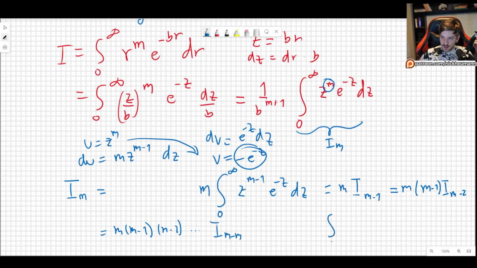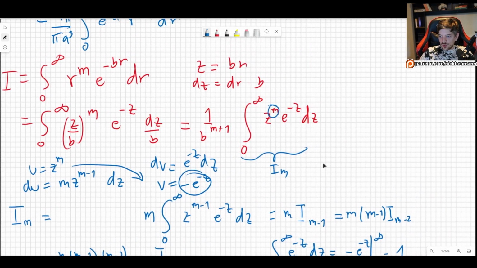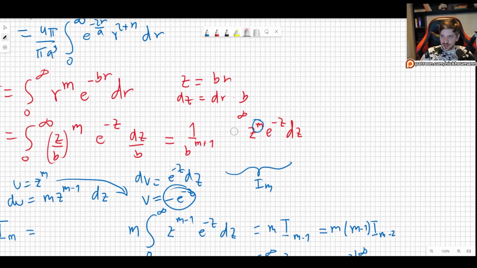Which would be the integral from 0 to infinity of e to the minus z dz, which is simply minus e to the minus z between 0 and infinity, and that is simply 1. So this integral right here, which is what we have been solving, is simply m factorial. So this is m times m minus 1, m minus 2, m minus 3, m minus 4, all the way to 3 times 2 times 1. Okay, so this is the result for these integrals.